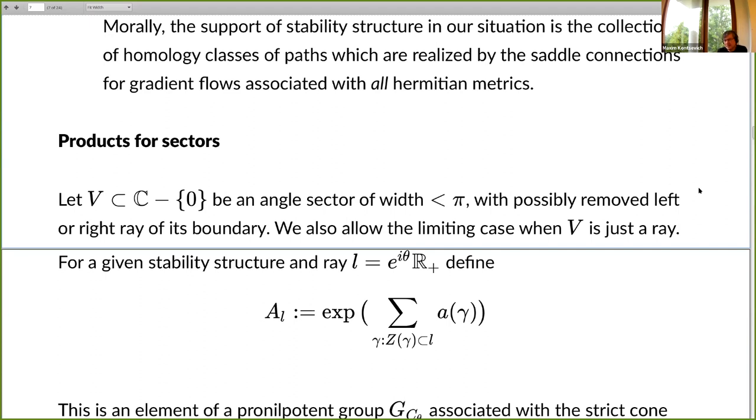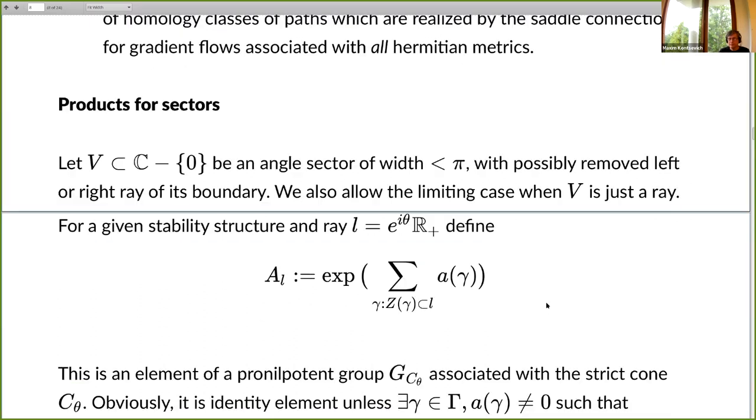And this angle sector, it is convenient to think of it as removing zero and possibly removing the left or right or both rays of its boundary. Yeah, so it could be a semi-closed sector or something like this, or could be closed. There are four possibilities, but I also allow a limiting case when V is just a ray. So it's an angle sector of width zero, a kind of limiting expression. And then I have this notion of a sector, which includes the particular example of the ray.